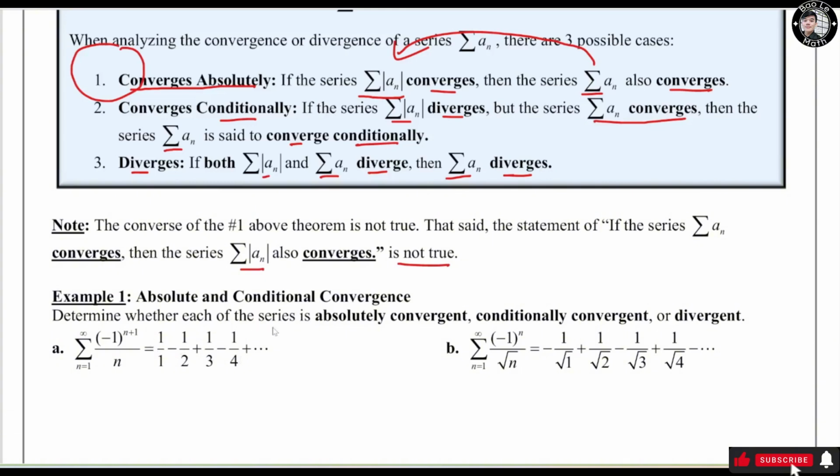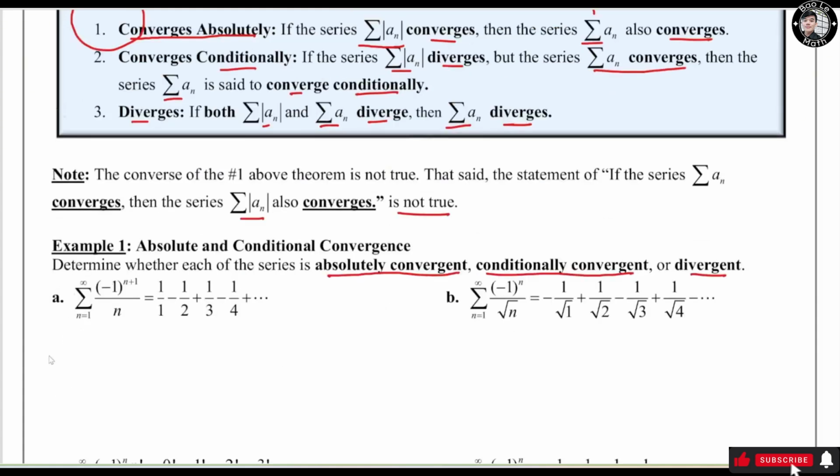Now, example number 1. Determine whether each of the series is absolutely convergent, conditionally convergent, or divergent. Question A. Step number 1, we're going to check the series of the absolute value of a sub n. It's actually the series of 1 over n. This is the harmonic series, so it diverges.